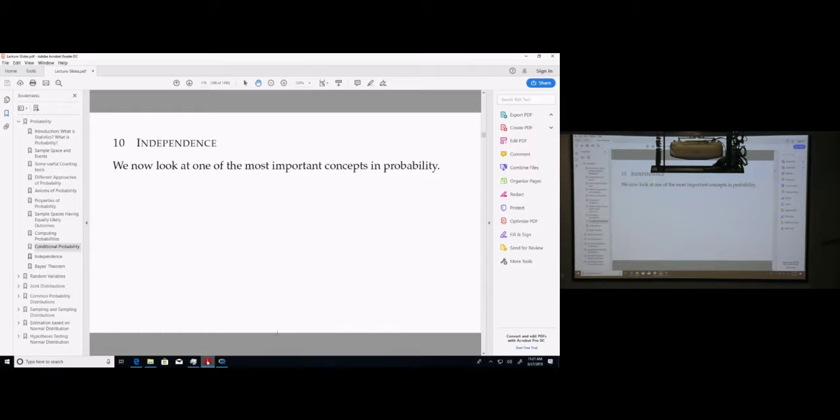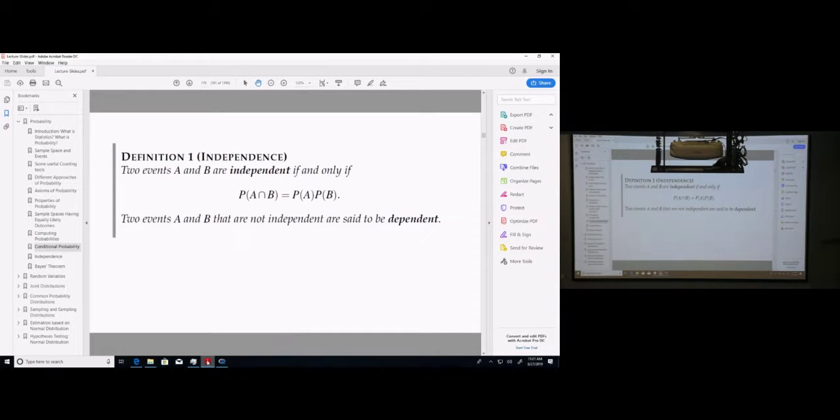So the concept of independence is one of the most important concepts, and it is usually very much abused. In a lot of computations, people make the mistake of assuming independence when it does not hold. Two events A and B are independent if and only if the probability of the joint event is equal to the product of the probabilities of the single events. And two events A and B are not independent if this is not true.